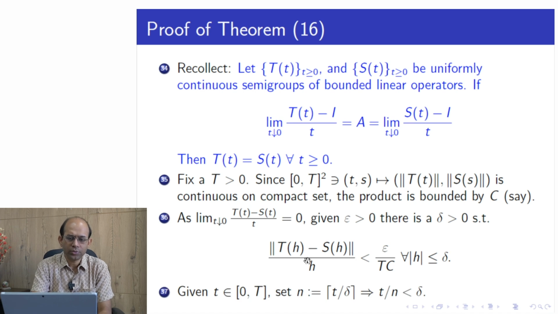So for the time being we go back to the main goal. Here we would like to prove that T(t) is equal to S(t). If you need to prove that these two are equal, what do we need to do? We need to show that their difference is 0.